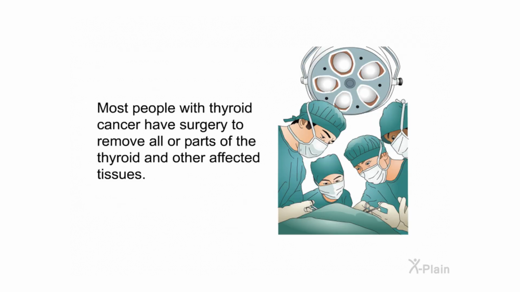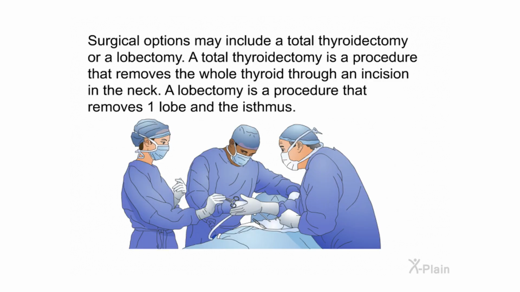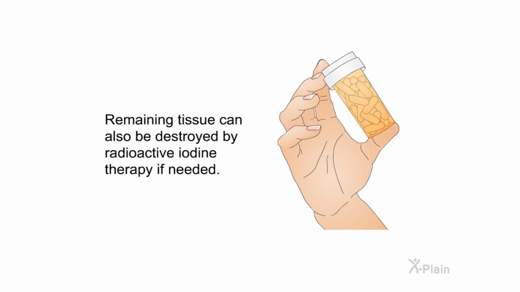Most people with thyroid cancer have surgery to remove all or parts of the thyroid and other affected tissues. Surgical options may include a total thyroidectomy or a lobectomy. A total thyroidectomy is a procedure that removes the whole thyroid through an incision in the neck. A lobectomy is a procedure that removes one lobe and the isthmus. Remaining tissue can also be destroyed by radioactive iodine therapy if needed.